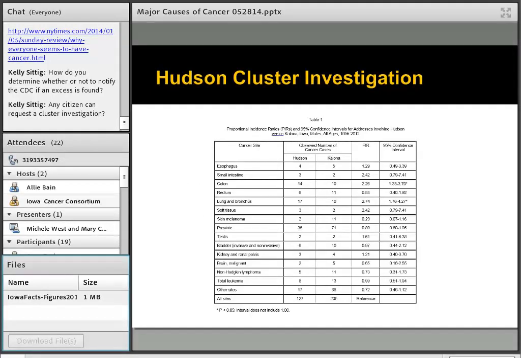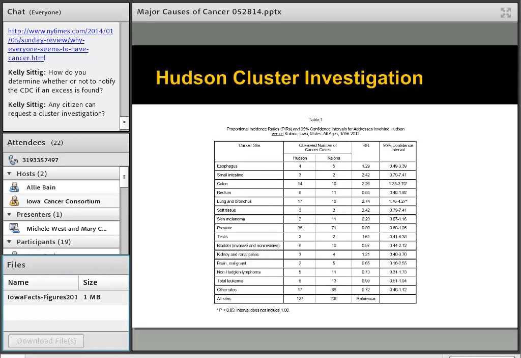Okay, so normally what happens is I get the data from Dan, I go through and run the analysis, and then I create these tables. And we usually do males and females separately as long as the numbers are large enough. Sometimes we will have to put males and females together. But for the Hudson one, again, this was Hudson versus Kelowna from 1995 through 2012. So this table is for males.